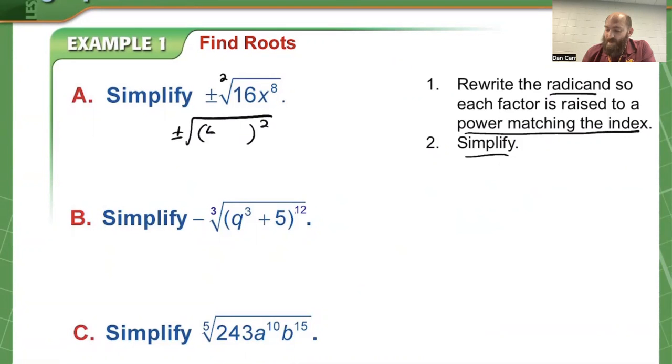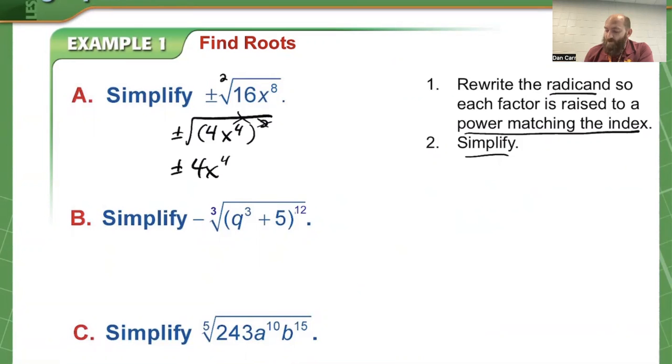16 is the same as 4 squared. x to the 8th is the same as if I take x to the 4th to the second power. So because I have that there, I've got the plus or minus. If I just evaluate this, I basically just get rid of my squared with the radical symbol. So it'd be plus or minus 4x to the 4th.